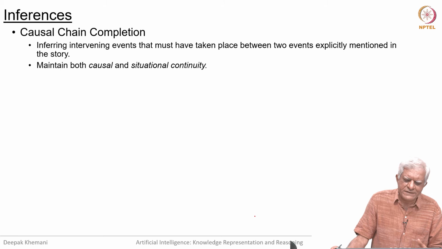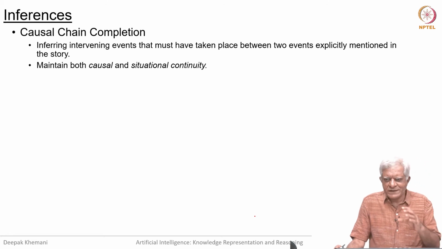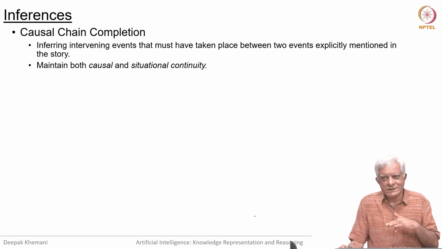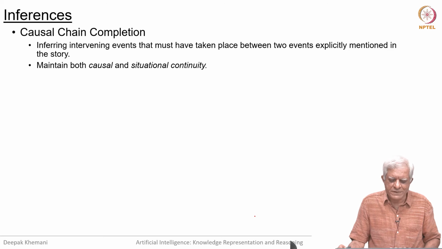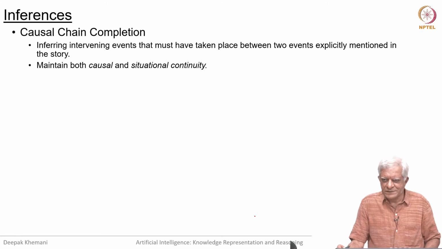So, one of the inferences that you can make when you are processing scripts is causal chain completion, which means inferring the intervening events that must have taken place between the events explicitly mentioned in the story. So, if the story has just 2 or 3 lines, but the script has 20 lines, then you know that most of those other things would have happened or most likely happened. So, we want to maintain a causal and a situational continuity.